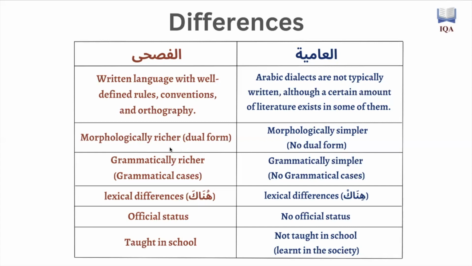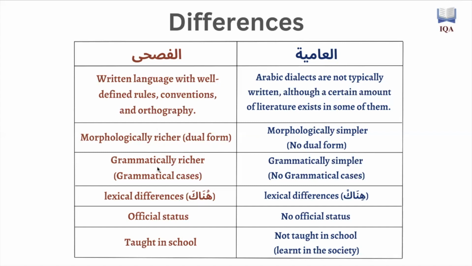The second difference I want to talk about here is that Fusha is morphologically richer. So the morphology of Fusha is a lot more rich. So for example, in Fusha, we have the dual form, right? Kitabani, Sayaratani, Masjidani. So it's a lot more, quote unquote, complex morphologically, while Amiyya, dialectal Arabic or colloquial Arabic, is a lot simpler in terms of its morphology. So usually, not all, but a lot of Arabic dialects do not have the dual form. So you just have the singular and the plural form. So it's a lot simpler. The morphology is simplified pretty much. Okay, that's just one example. But there are some dialects where the dual form will still be used though.